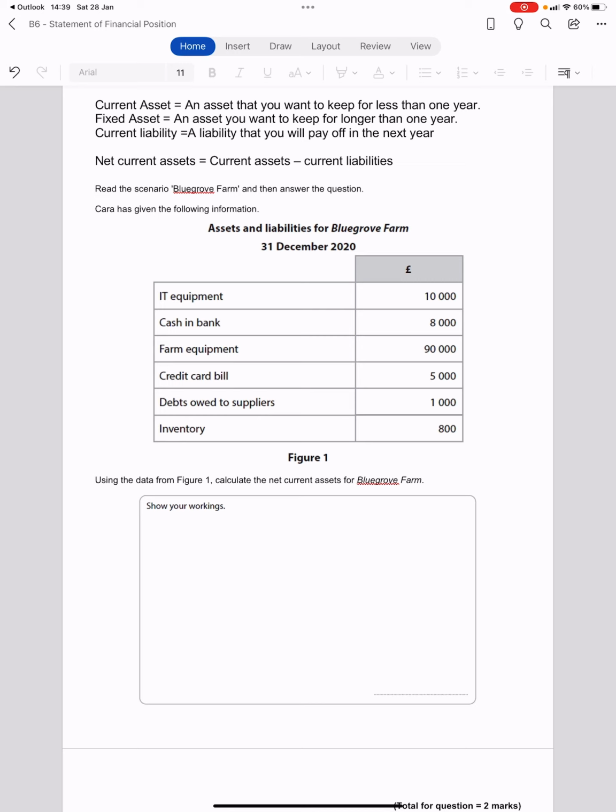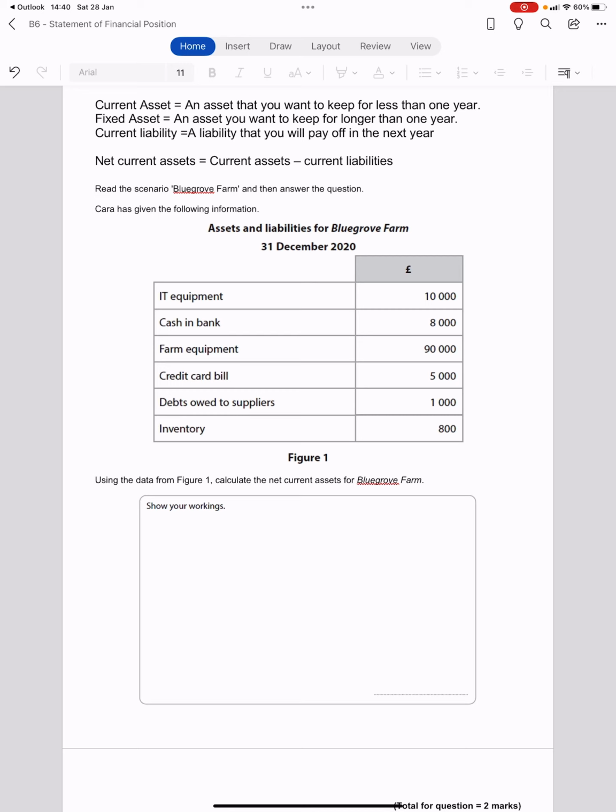So the first thing then, current assets. So if you look at the top, a current asset is an asset that you want to keep for less than 1 year. A fixed asset is an asset that you want to keep for longer than 1 year. So generally a current asset will be things like cash in the bank or inventory or stock that you're going to sell within the next year. Your fixed assets are things like machinery and equipment that you're going to use to run your business, and it's not something that you're planning to sell.